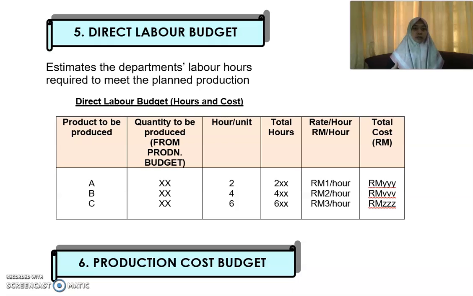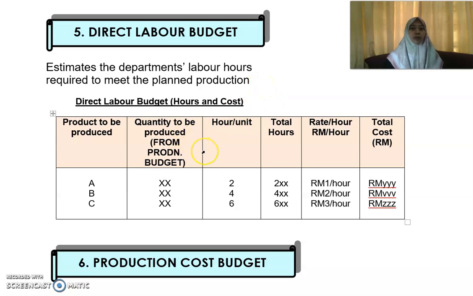Okay, so previously we have looked into the sales budget. How many units do you want to sell? Out of that, you need to go back to how many units you need to produce. So now we look into the input. When you want to produce, you look at the materials. After you have looked into the materials, you look into the labor. So the direct labor budget estimates the department's labor hours required to meet the planned production.